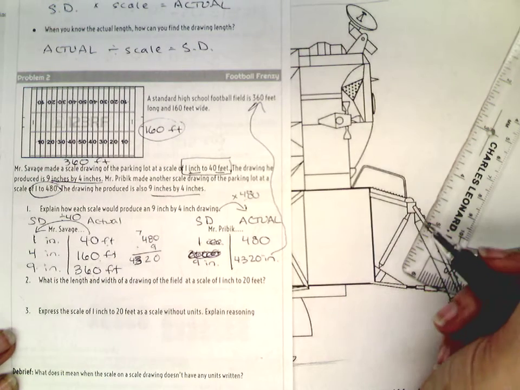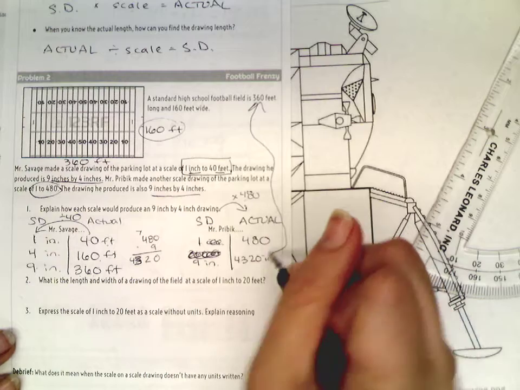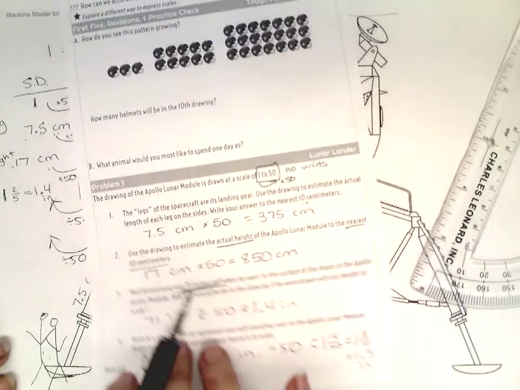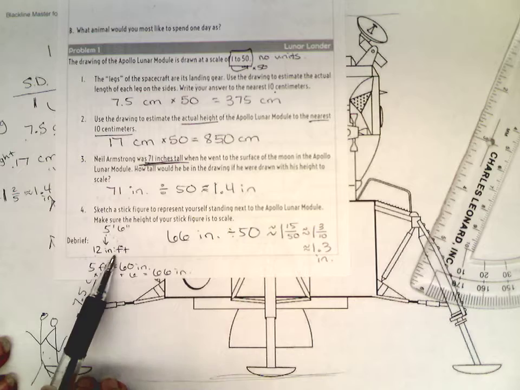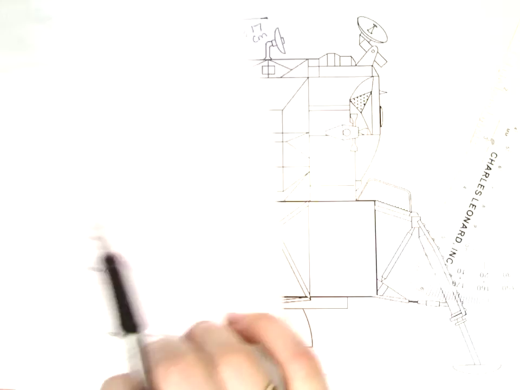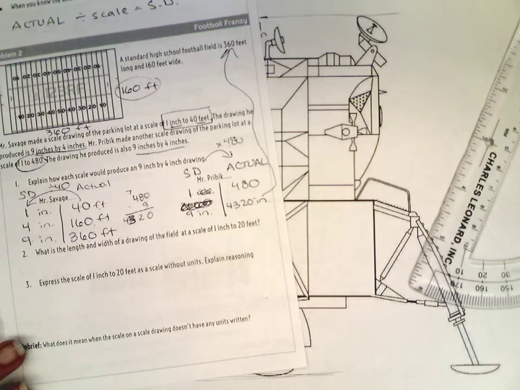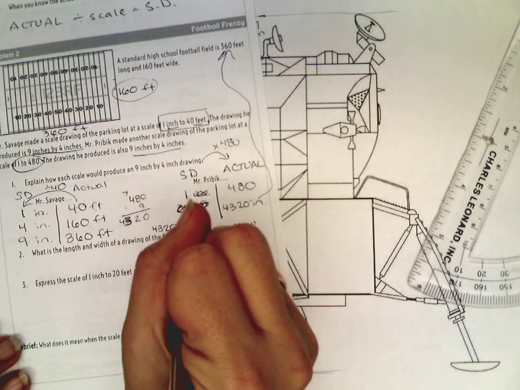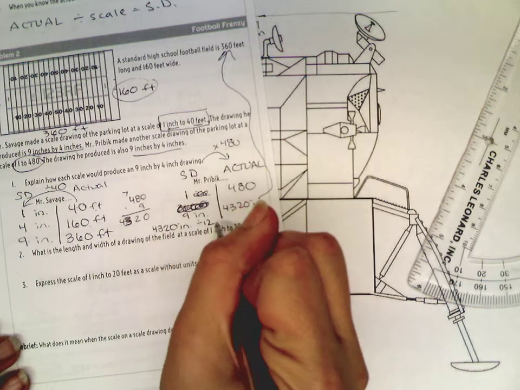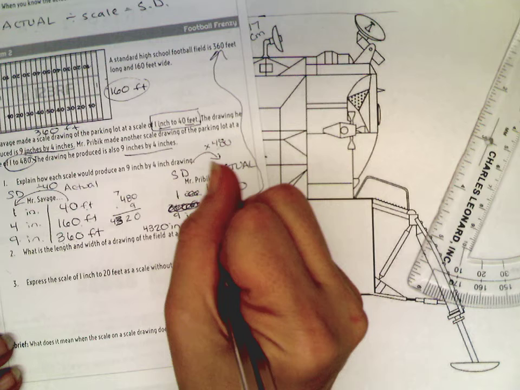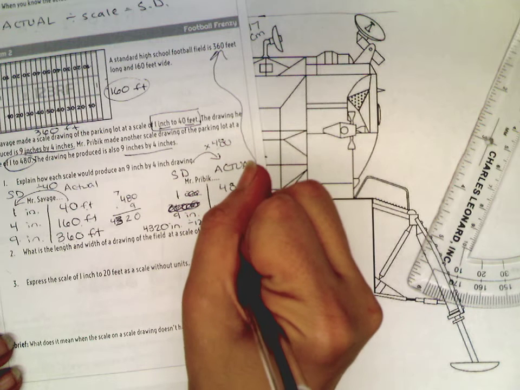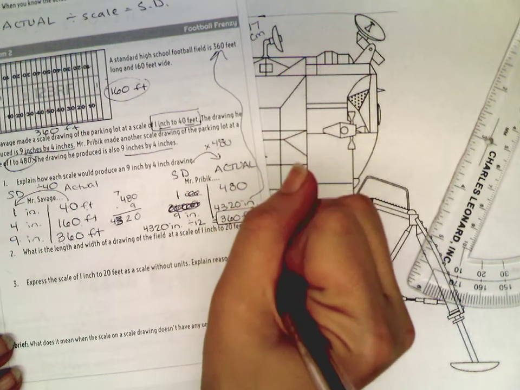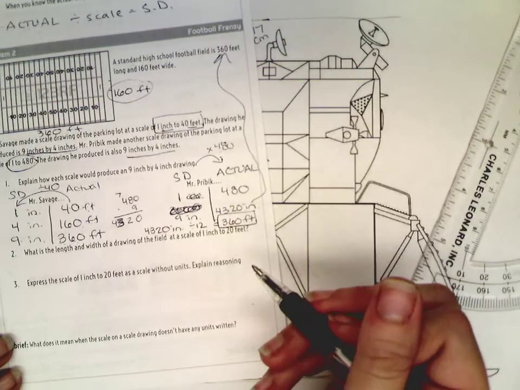But I need to get from inches to feet. So when we looked at what I did over here, we have 12 inches in a foot. So over here now, 4,320 inches divided by 12, because that's how many inches are in a foot, that's going to give me 360 feet. And that is how Mr. Pribick ended up with that 360 feet here.